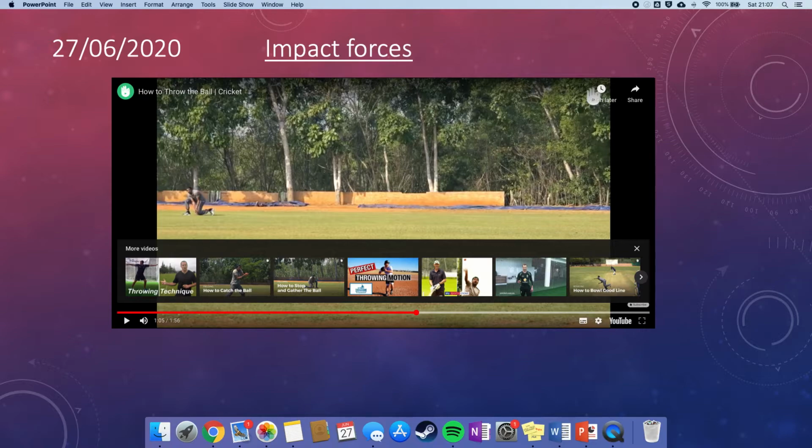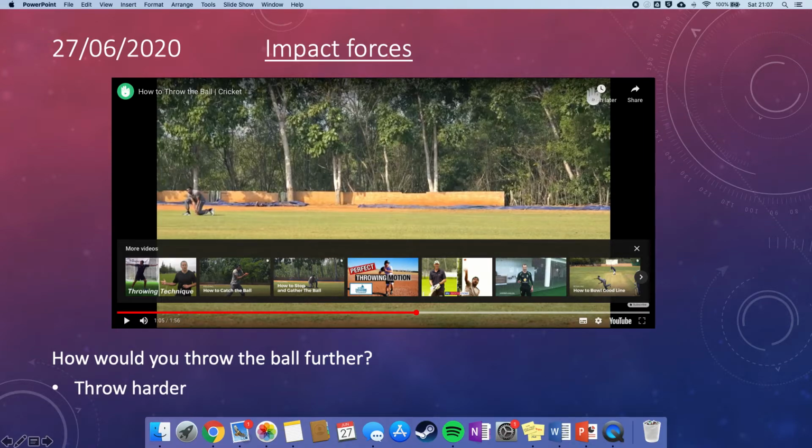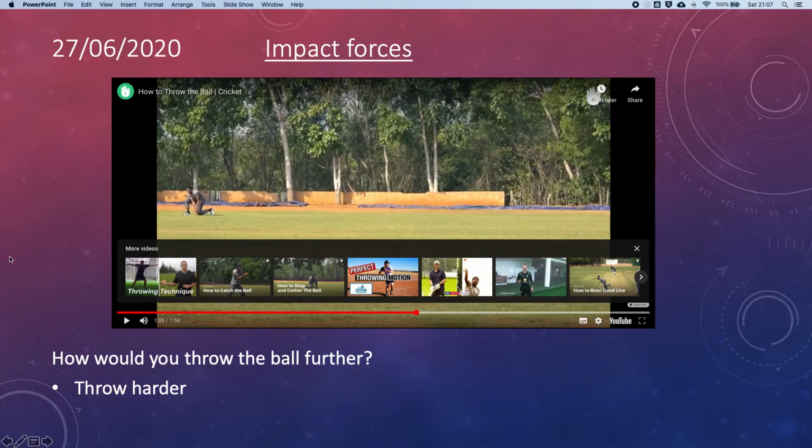Interesting start. What I wanted to know was, how does that link to what we're doing now? So the question is, how would you throw the ball further? If we thought about it just ourselves, we might choose to throw harder. Yeah, that makes sense. Follow through the throw. Did we notice the coach there talking and saying that the arms were spinning through and followed through with the motion?